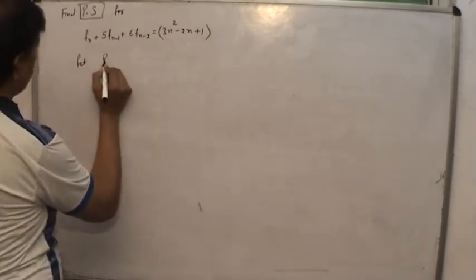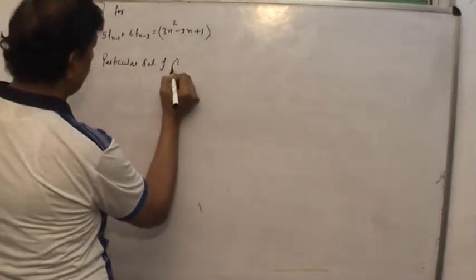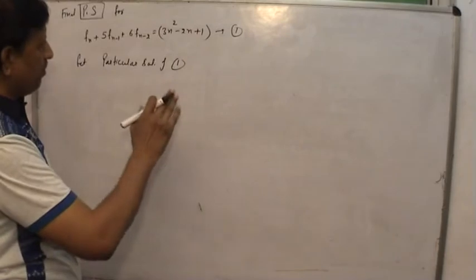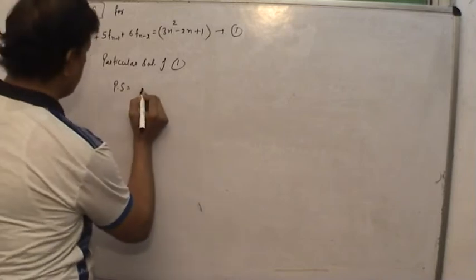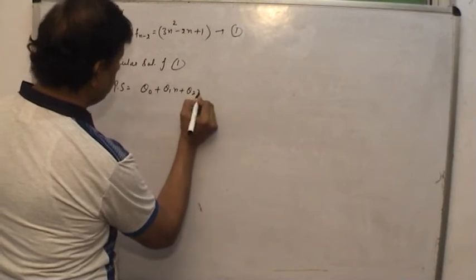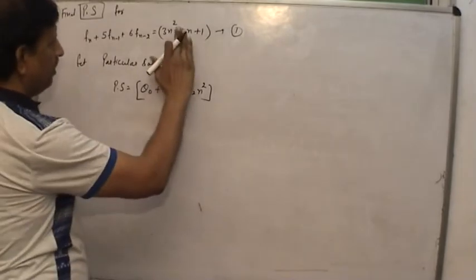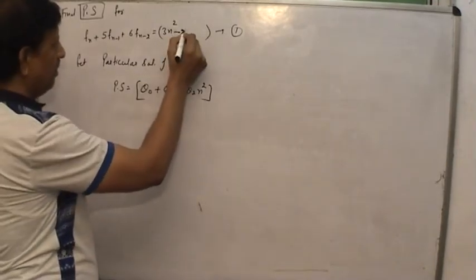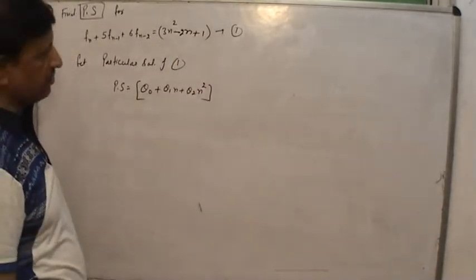Let the particular solution of 1, we consider it number 1. Here it is quadratic, and in front of a quadratic the particular solution will again be a quadratic. The particular solution we consider, say, Q0 plus Q1n plus Q2n square. It is again quadratic, so its particular solution is again this.